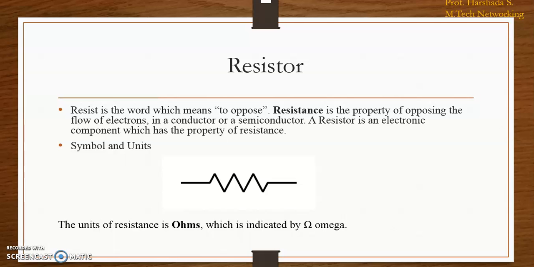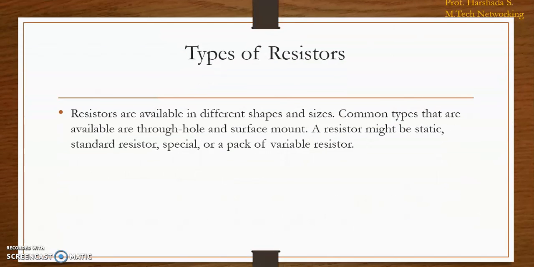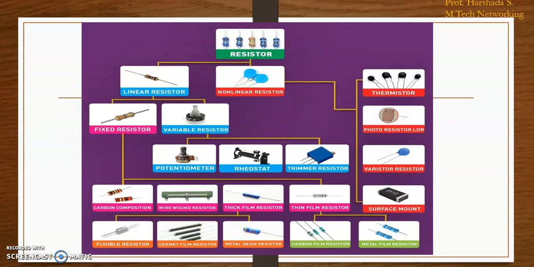So what is the unit of resistance? That is the ohm or the omega. Now what are the types of resistor? We already saw the resistor types, that are the fixed and the variable. So this is the chart which denotes the exact partition or the types of your resistor.